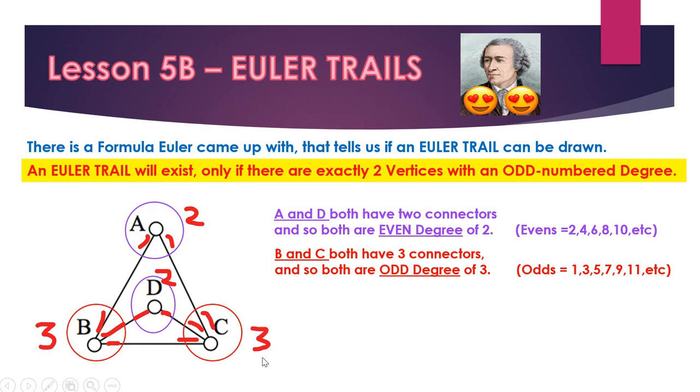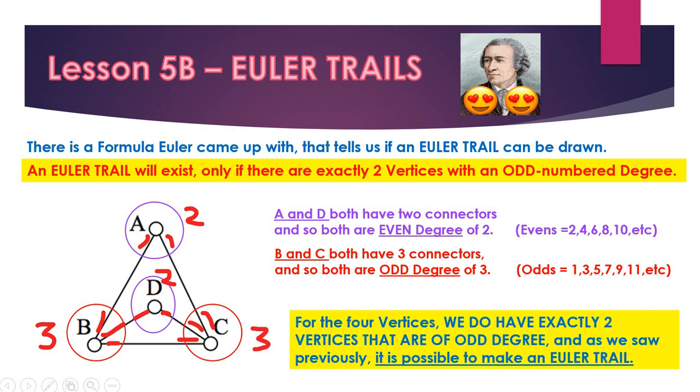So out of those 4 vertices, we do have 2 of them which are odd numbers, okay? So for the 4 vertices, we've got exactly 2, B and C, that have odd numbers. They both happen to have 3. And as we saw previously, we can make an Euler trail. So we can check degrees of vertices before we start on a network, especially if it's a big complicated one. We don't want to be sitting down there ages trying to draw trails if it's actually impossible.